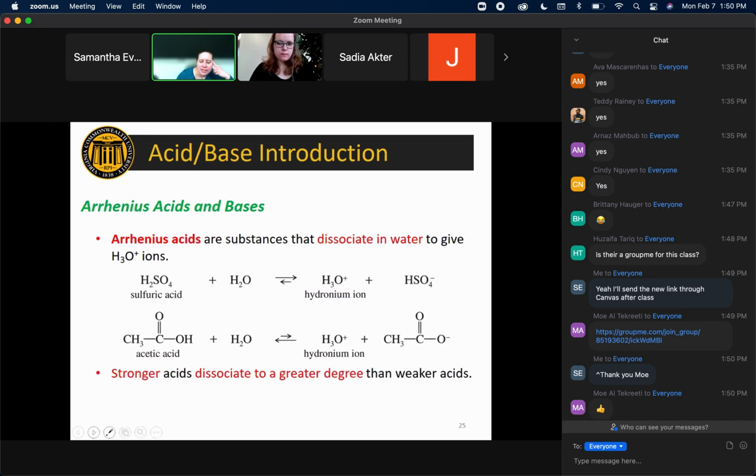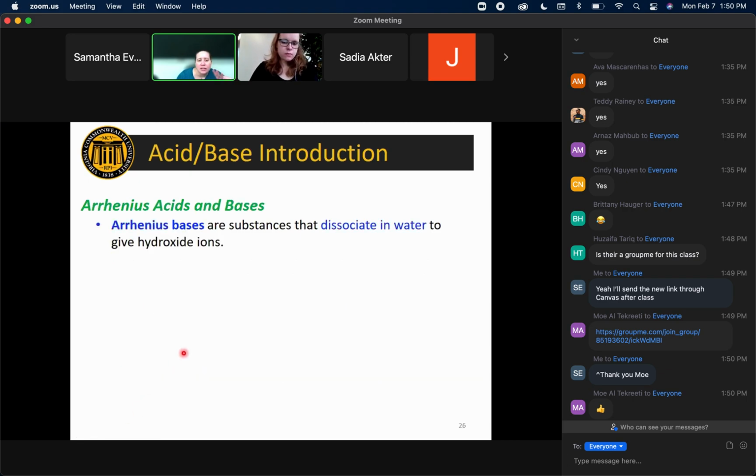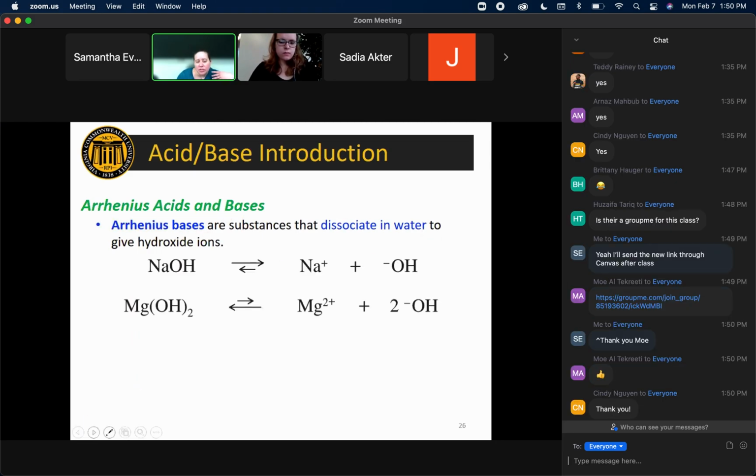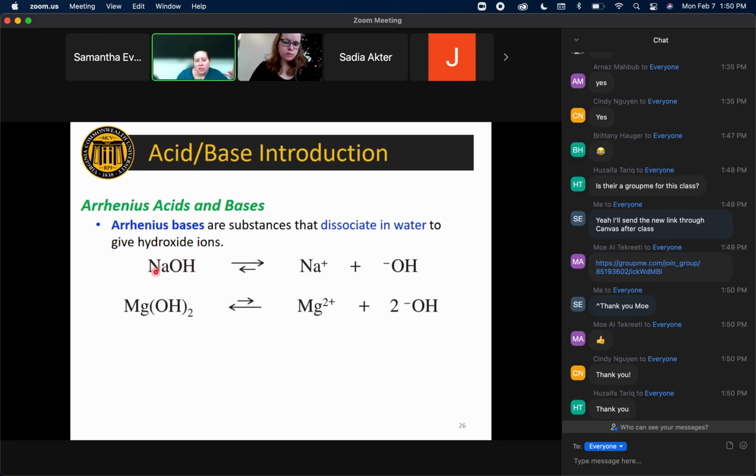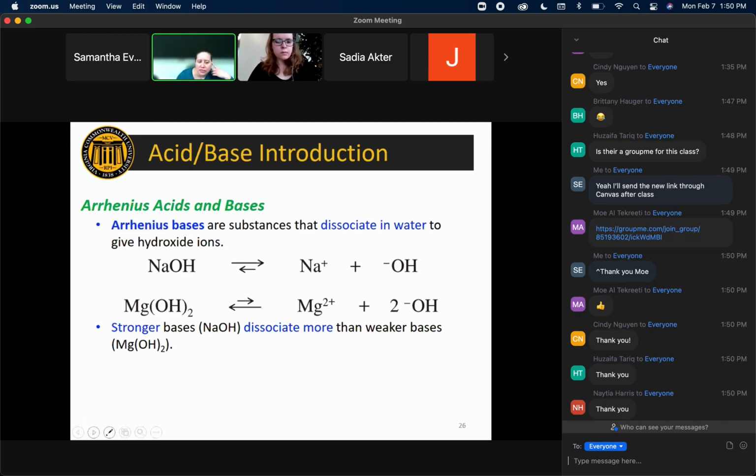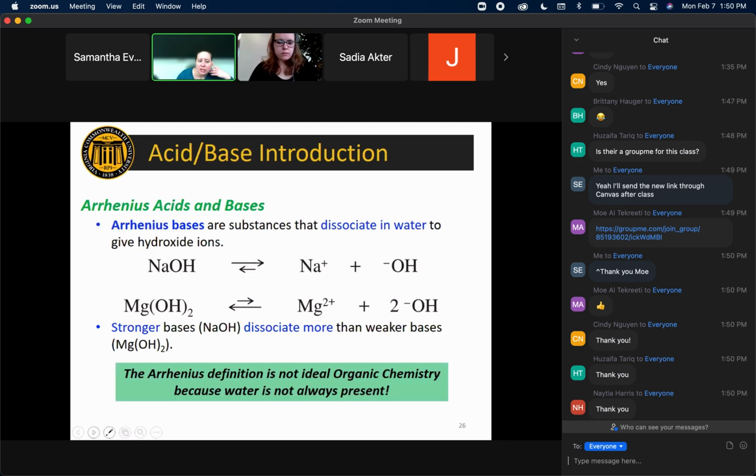For my last slide today, I'm going to finish covering Arrhenius acids and bases and show you the slide on Arrhenius bases. These are substances that dissociate in water, giving hydroxide ions. Again, this works on the pH scale. Here are some examples: you can see sodium hydroxide dissociating to give the hydroxide ion. Of course, more dissociation means stronger bases, or stronger acids if you're talking about an acid dissociating.